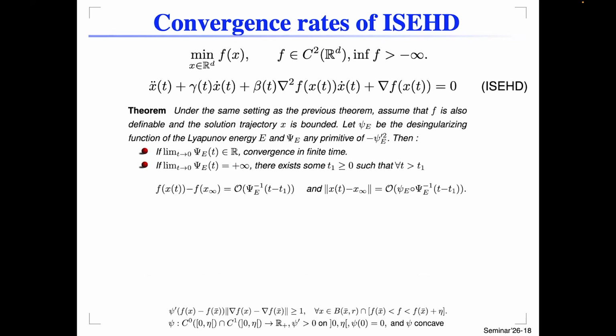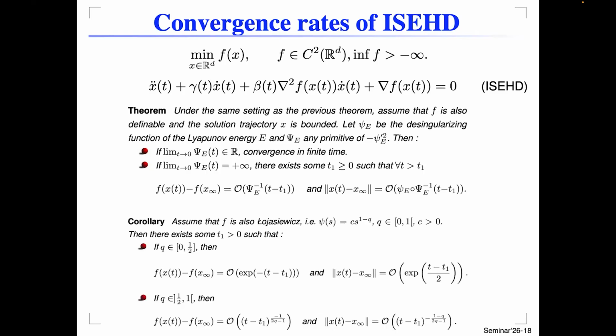Okay, so this is the main lesson to learn here: in the convex case, the convergence rate will be related to the local behavior of your function. So if your function is KL, it has a desingularizing function psi. The convergence rate of your trajectory will be related to the desingularizing function. More precisely, it will be given by this very weird function, and the convergence rates are here.